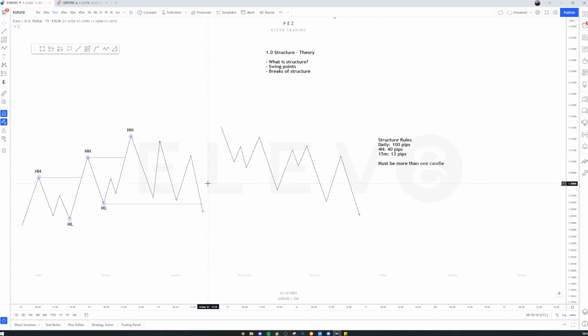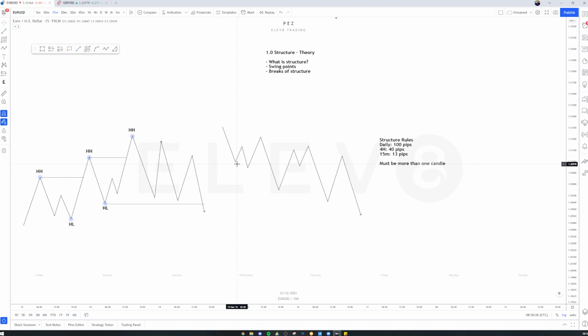If we move on to the bearish market, the same thing applies. We come down, pull back, and then break down. In this situation, you can see the pullback here is quite small, so we have rules around that. Our rules are, on the daily, we need to see a pullback of 100 pips at least for this leg to be classed as structure. 4 hour, 40 pips, and 15 minute, 13 pips, and it must be more than one candle.